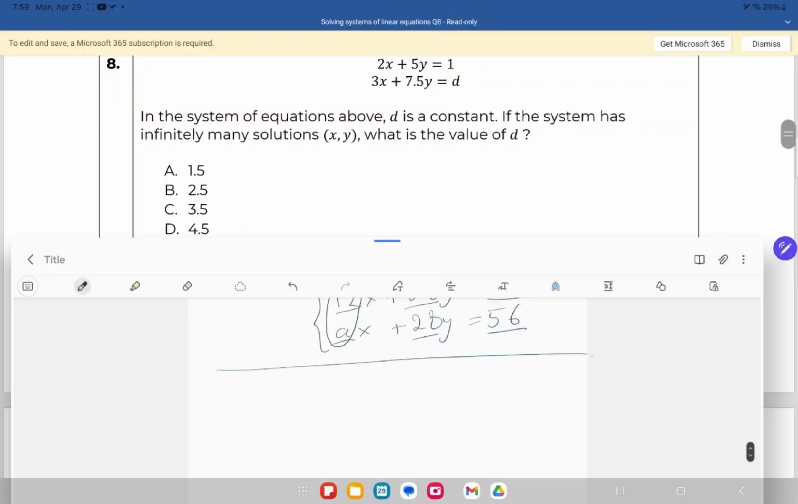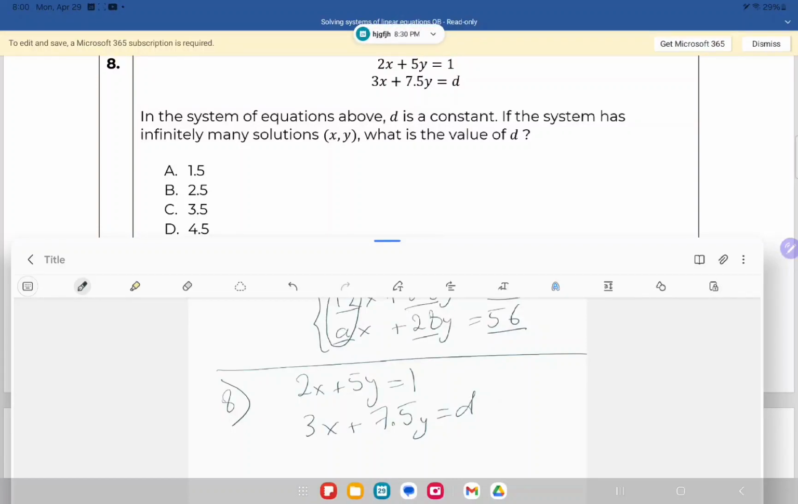Now let's go to 8. So 2x plus 5y is equal to 1, 3x plus 7.5y is equal to d. Now, they're telling us in the system of equations above, d is a constant. If the system has infinitely many solutions, what is the value of d? So, of course, d is a constant. They might say d is a variable, but that doesn't matter right now.